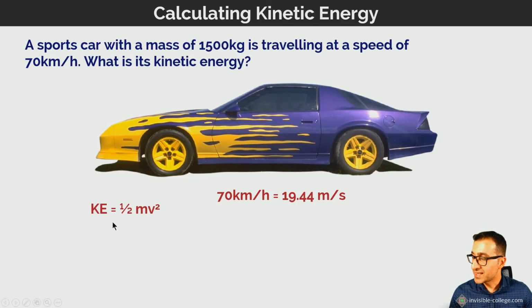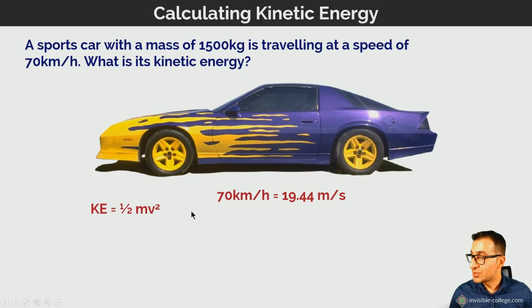So we see here that the kinetic energy is equal to half times the mass of an object times its speed squared. So the kinetic energy is dependent upon the mass, it's proportional to the mass, but the effect of the speed of the object is much greater because you square the speed to get the kinetic energy.